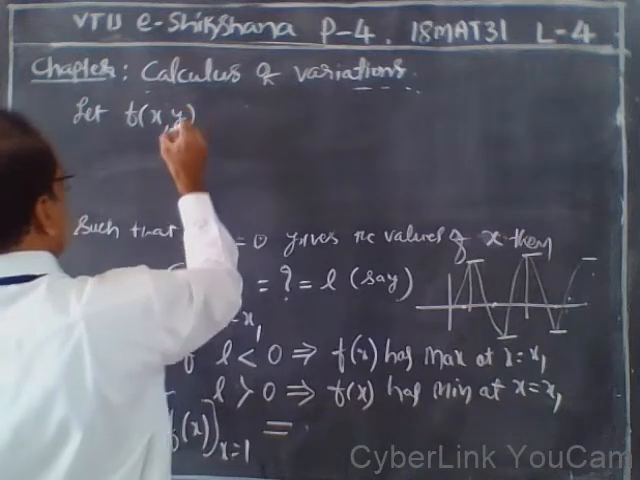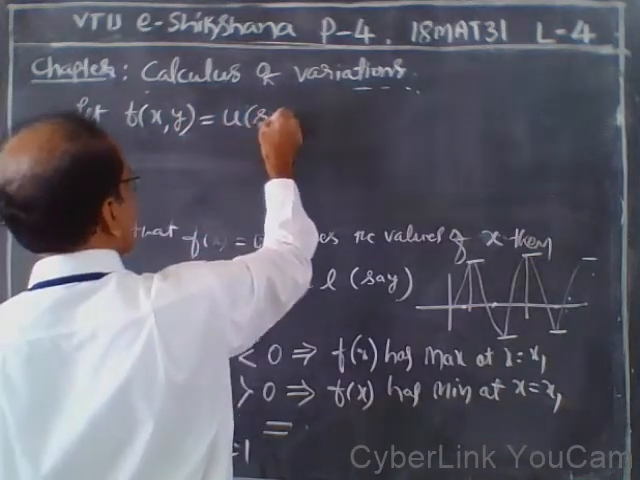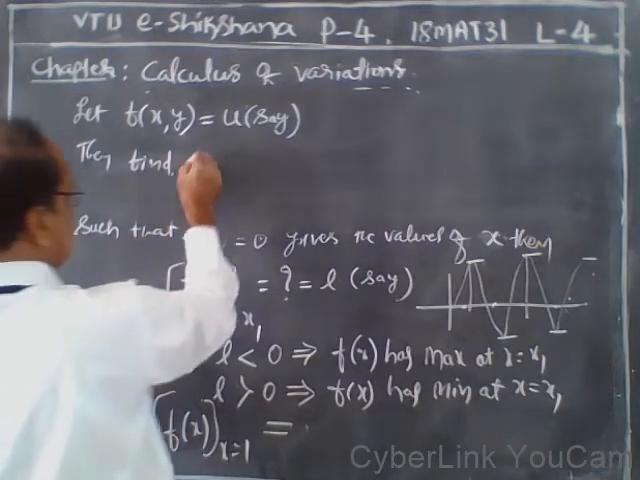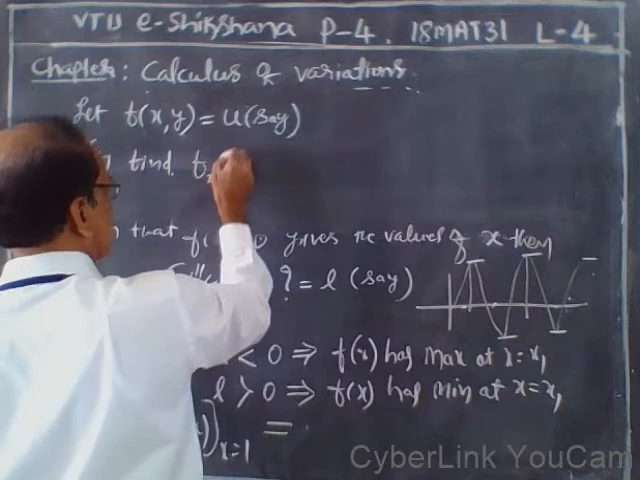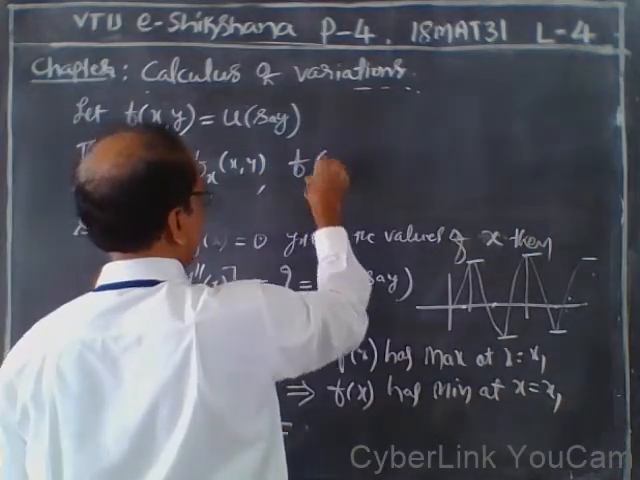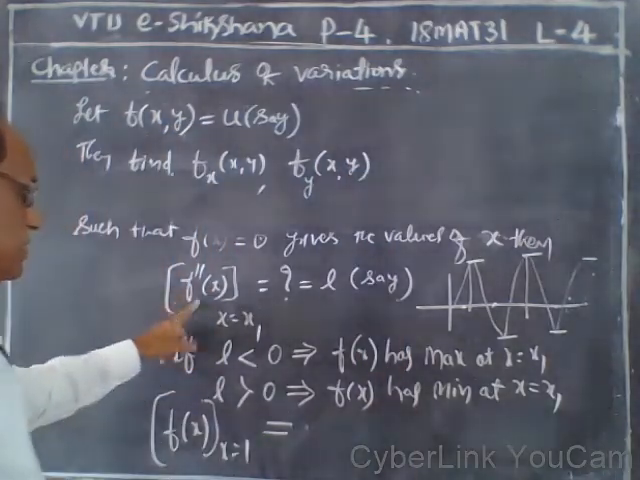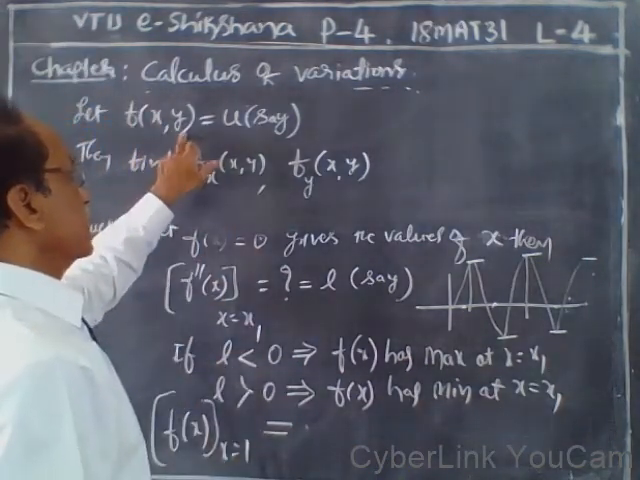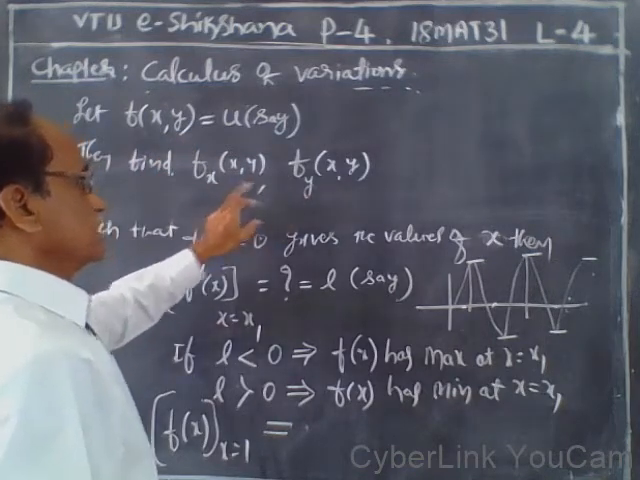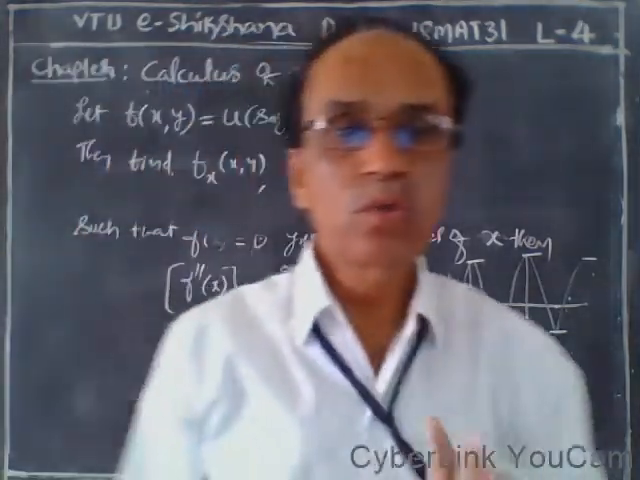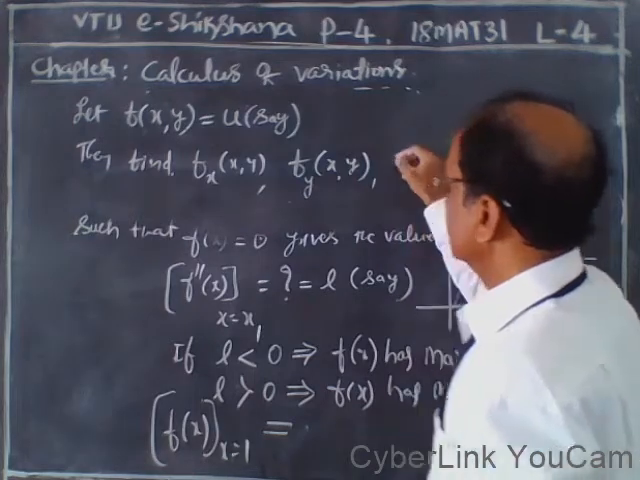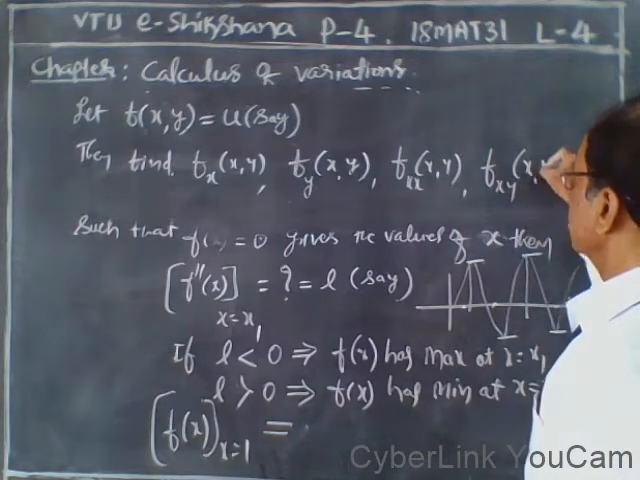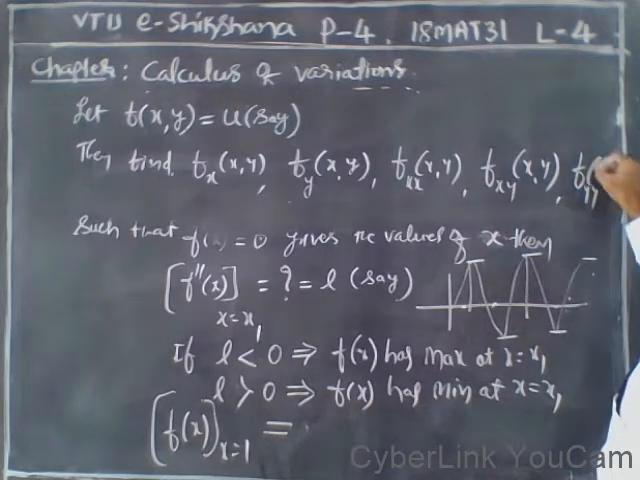that also we have discussed. Let the function equal u. Then find first order derivatives, that means f x, f y, and second order derivatives. For a single variable there was only one notation for the second order derivative. But since it is a function of more than one independent variable, there are two first order derivatives and three second order derivatives. What are the other values? f x x of x comma y, f x y of x comma y, and f y y of x comma y.